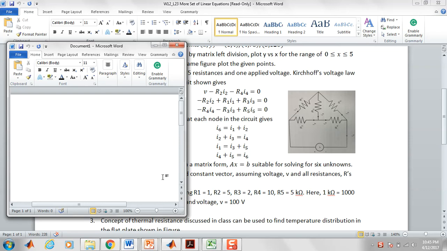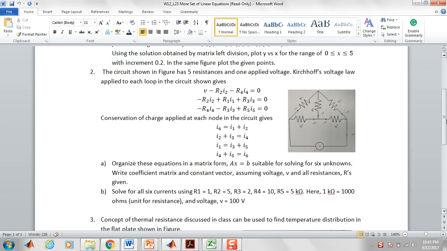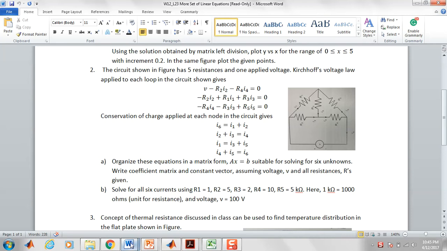Hello. Okay, let us try this problem, the circuit problem that we talked about in class yesterday, I think. So I wanted to solve this using Matlab. I just wanted to show you the entire process of how you are going to do this. So again, here in this problem, if you read, this is from the class assignment, week 12, lab 23, and problem 2. This is what we discussed in class.